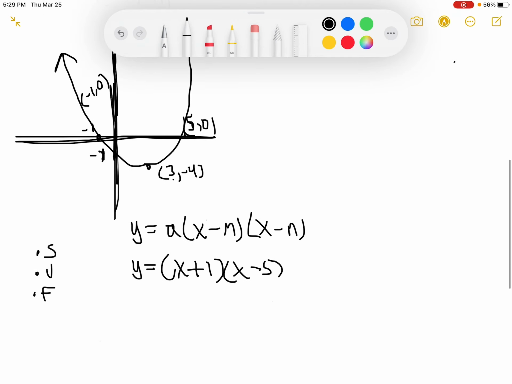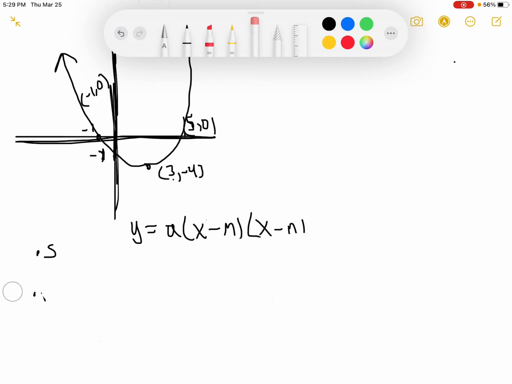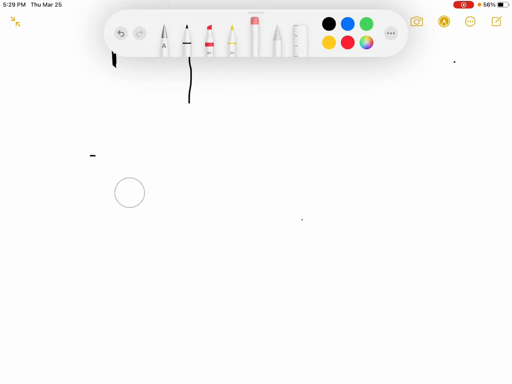So there you go. That is how you take a graph and then change it to an equation. That will be it for this video. So thank you for watching, and I'll see you on the next video, which will be on the application of quadratics.